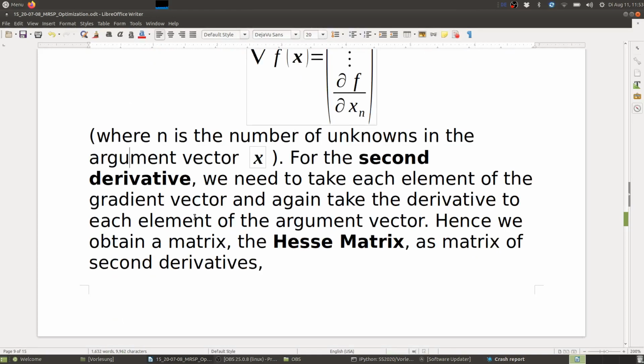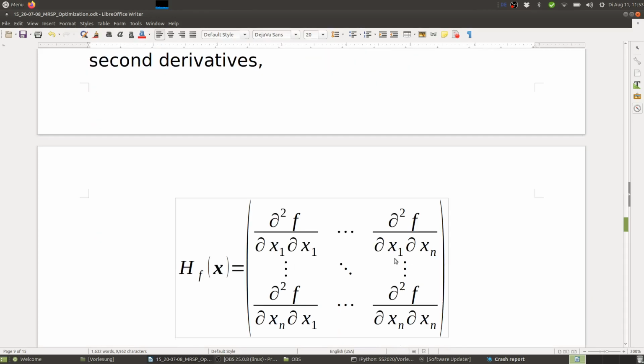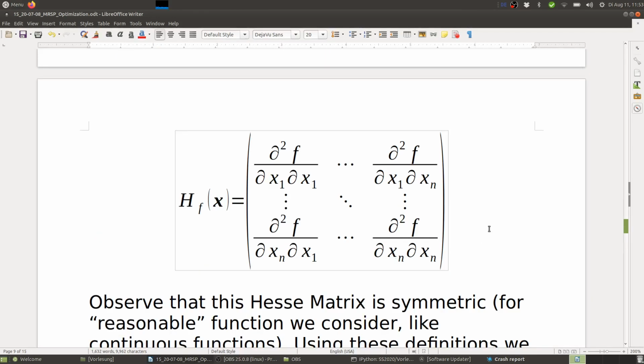So the second derivative now is a little bit more complicated, because now we need to take each element of the gradient vector and again take the derivative with respect to each element of the argument vector. And hence we obtain a matrix, the so-called Hesse matrix, as a matrix of second derivatives. So this is the Hesse matrix of f, and here we can see it consists of all possible second derivatives. On the diagonal of the Hesse matrix we have the second derivative with the same argument component, right? x1, x1, xn, xn.